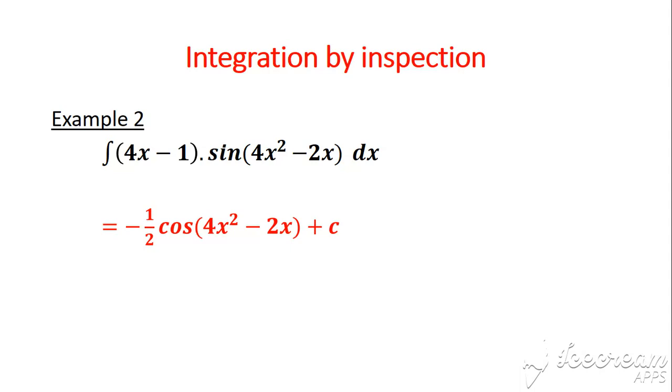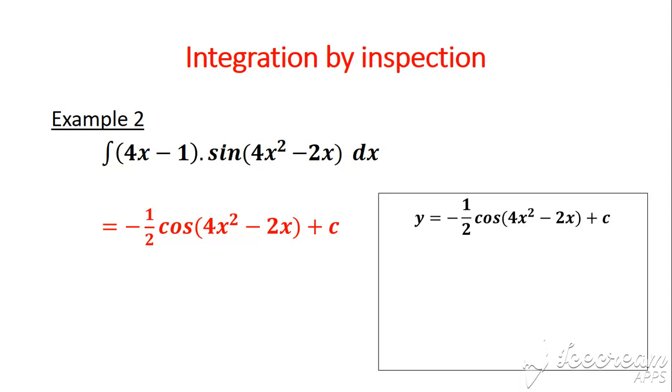Now you're probably asking yourself, first of all, where's that half come from and what's happened to our 4x minus 1? Well, once again, let's go back and differentiate this function to see if you can spot what's going on. Here's our function y equal to negative half cosine bracket 4x squared minus 2x plus our constant c. Now let's differentiate this function. So the minus half cosine bracket 4x squared minus 2x, the cosine differentiates to negative sine, so that's why the negative will disappear. And we leave the 4x squared minus 2x inside the brackets.